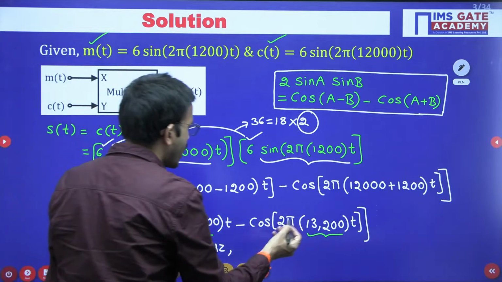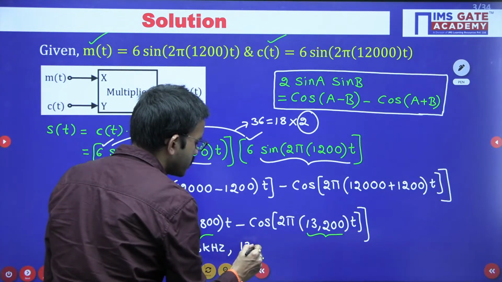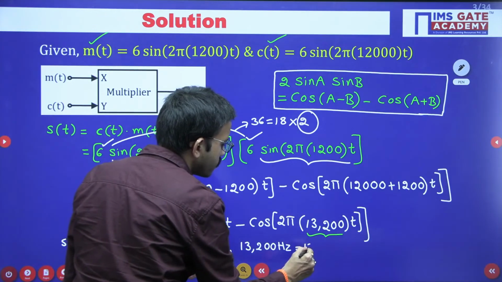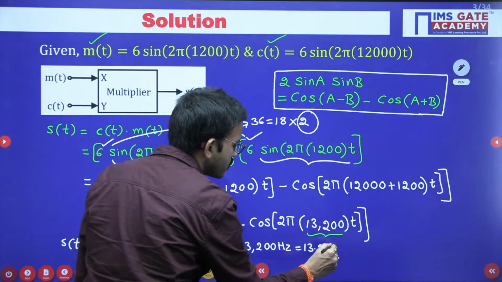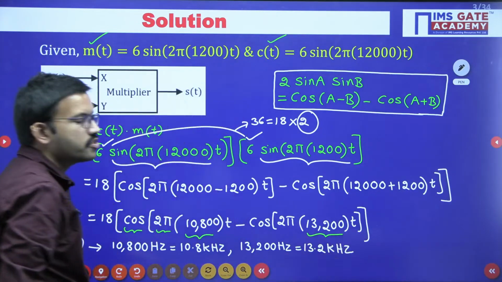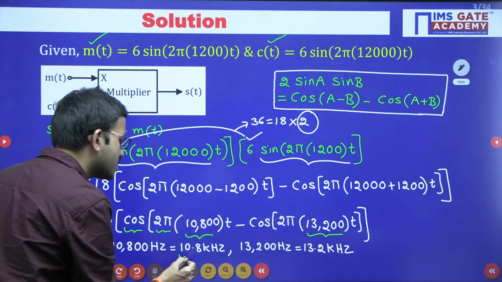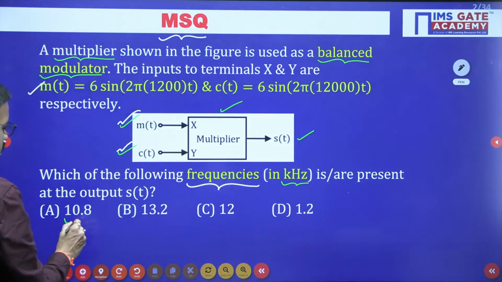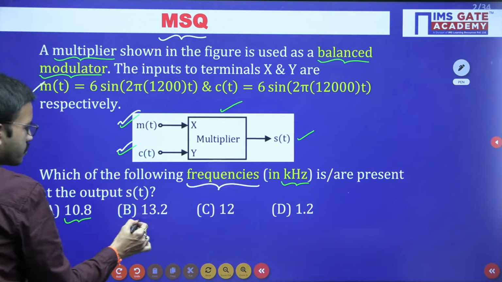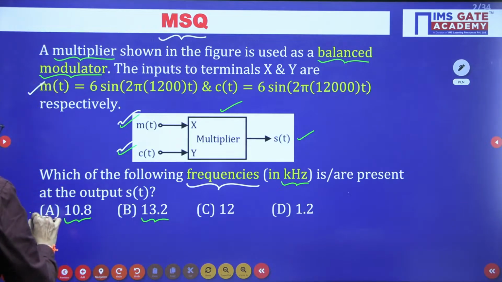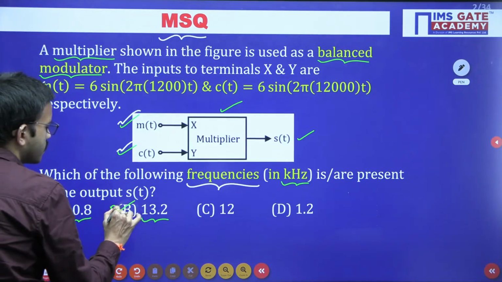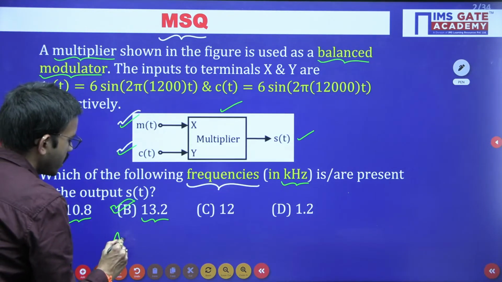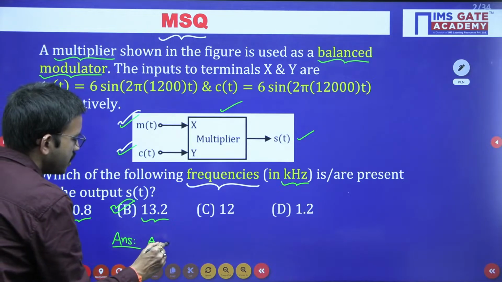And the other frequency we are having is 13,200 Hz. In the order of kilohertz, we can write it as 13.2 kilohertz. So that means we are getting two frequencies, 10.8 and 13.2. Now you can observe, 10.8, yes, we are getting, and then 13.2. So option A and option B, both are the correct answers. So the final answer for this question is option A and option B.